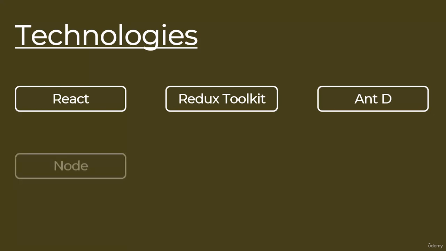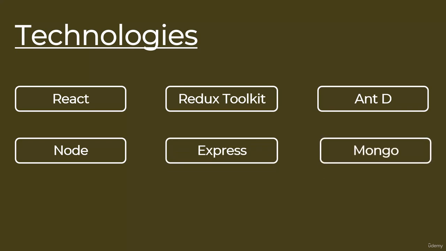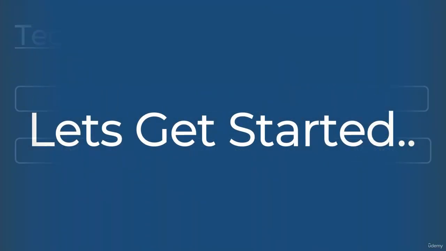Coming to the backend, we will be using Node.js as our backend runtime environment, Express.js for routing purposes, and last but not the least, MongoDB as our one and only database. Now let's get started with the course curriculum as well as the project demo.